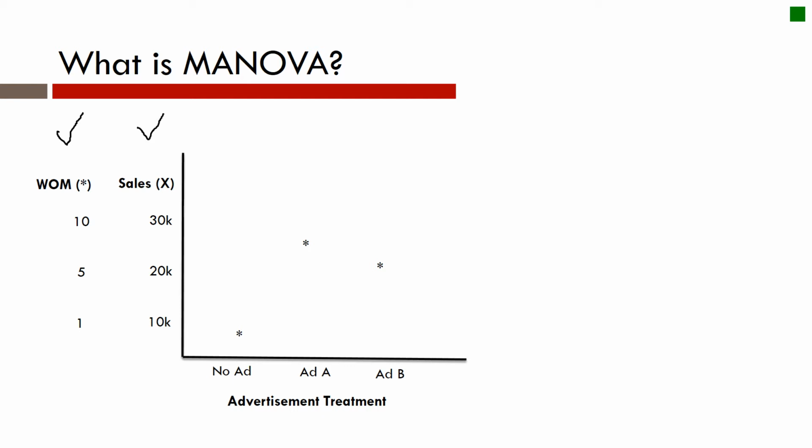So in this illustration, we continue to have our advertisement treatments, but now we're going to add something else, word of mouth, in addition to sales, and we're going to look at multiple dependent variables. These are our DVs in the model. And the treatments or groupings down below would be an independent variable. That's how that would be classified.